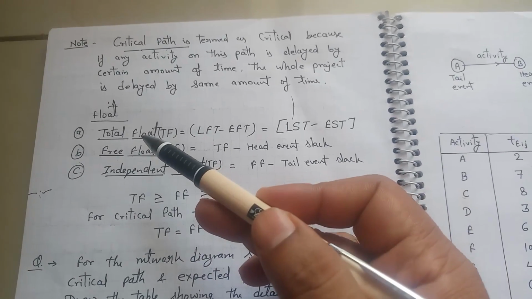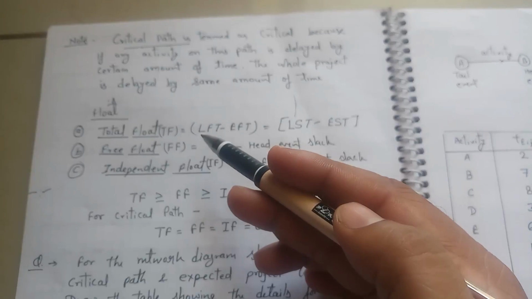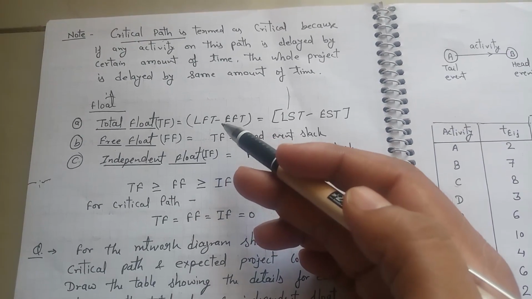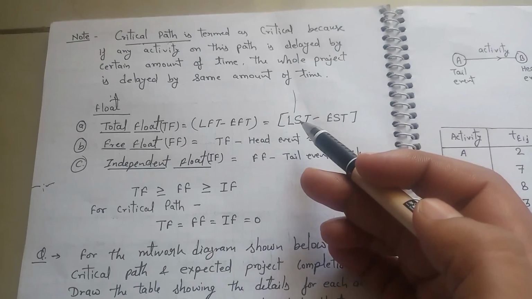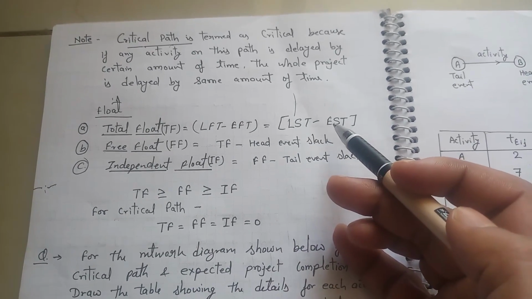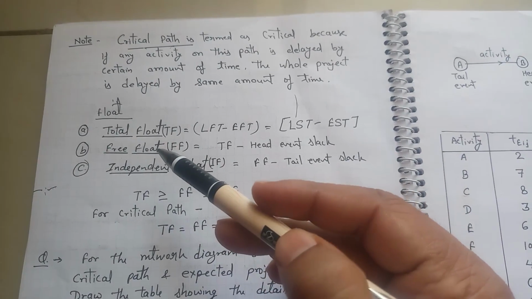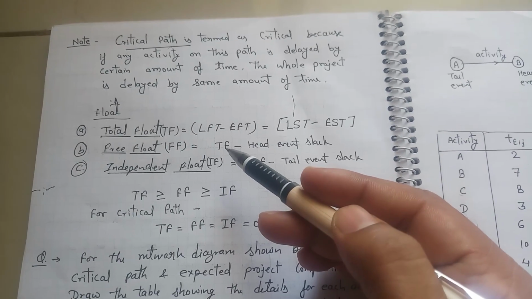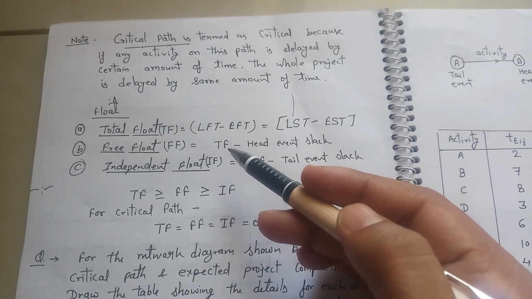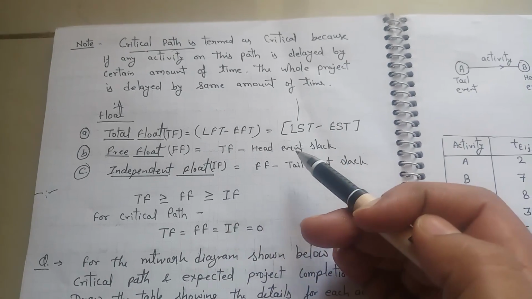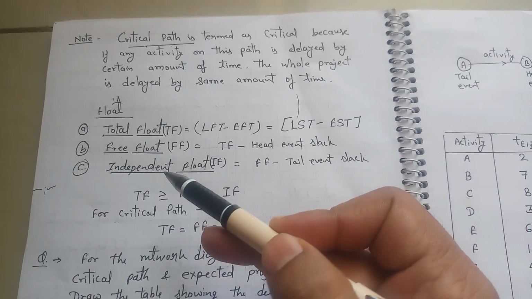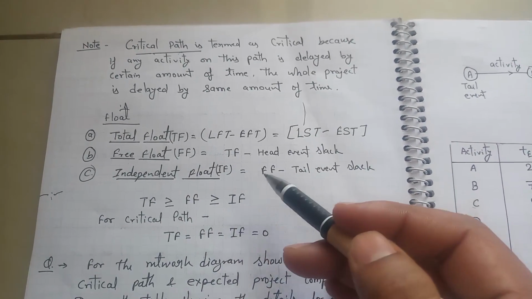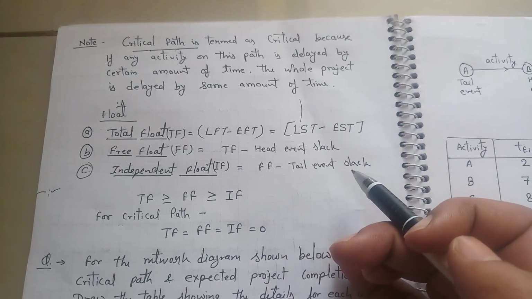Now how do we calculate total float? It is simply calculated by subtracting: latest finish time minus earliest finish time, or latest start time minus earliest start time. Now free float: when we get the total float for an activity, free float is total float minus head event slack. Similarly, independent float depends on free float, and is calculated as free float minus tail event slack.